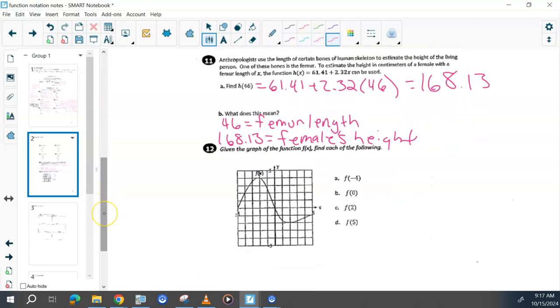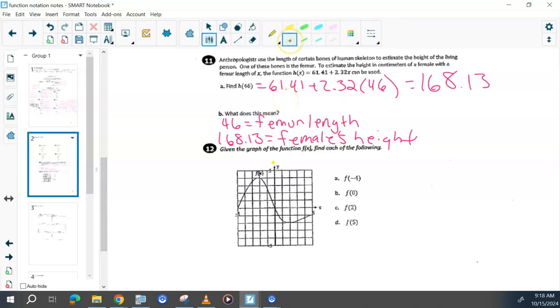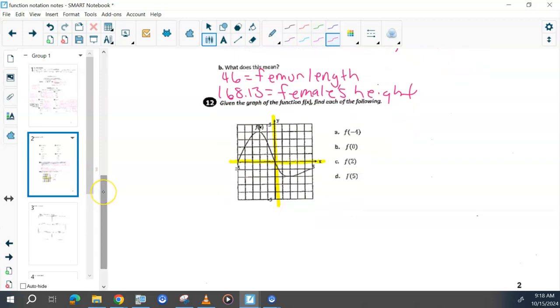Okay. Something else you'll need to do with function notation is be able to find it from a graph. So this is just like if you would do it with an equation, but you're looking at the graph. So when I say f of -4, I'm looking at when my x value is -4, what is my y value? So I'm going to outline the x and y axes. When my x value is at -4, what is my y value? Where does that line cross?